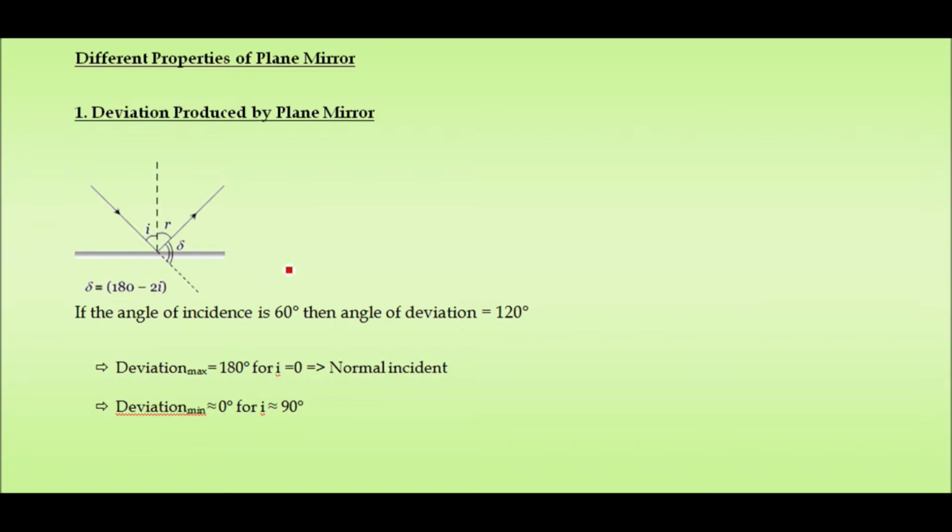If you see this figure, then this is our mirror, and for the angle of incidence I, we get angle of reflection R. So as I is equal to R as per the law of reflection, deviation is equal to 180 degree minus I minus R, that is equal to 180 degree minus 2I. So clearly deviation produced by plane mirror is 180 degree minus 2I. The deviation means by how much angle the incident light ray has been deviated.